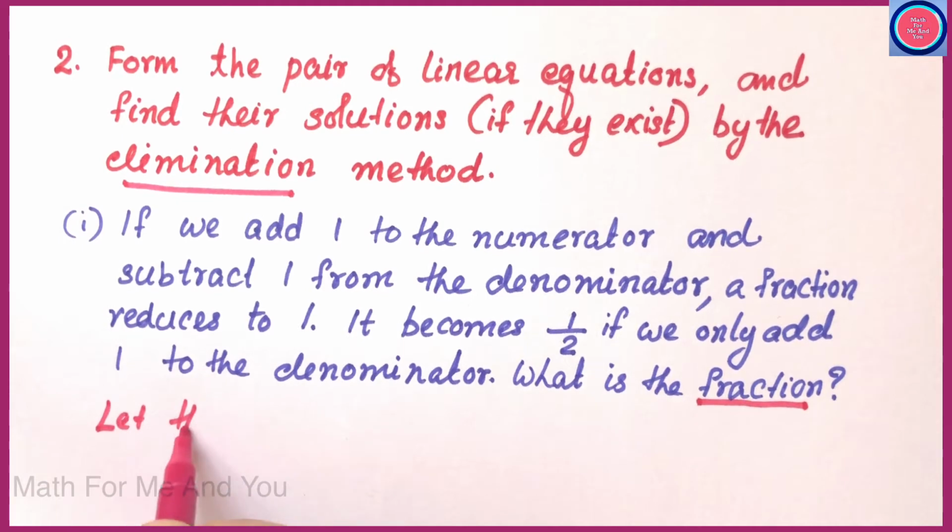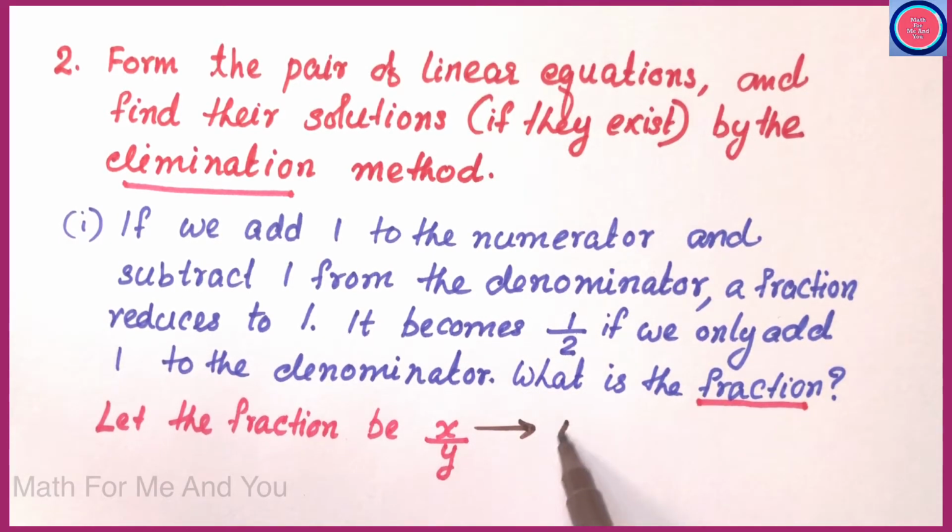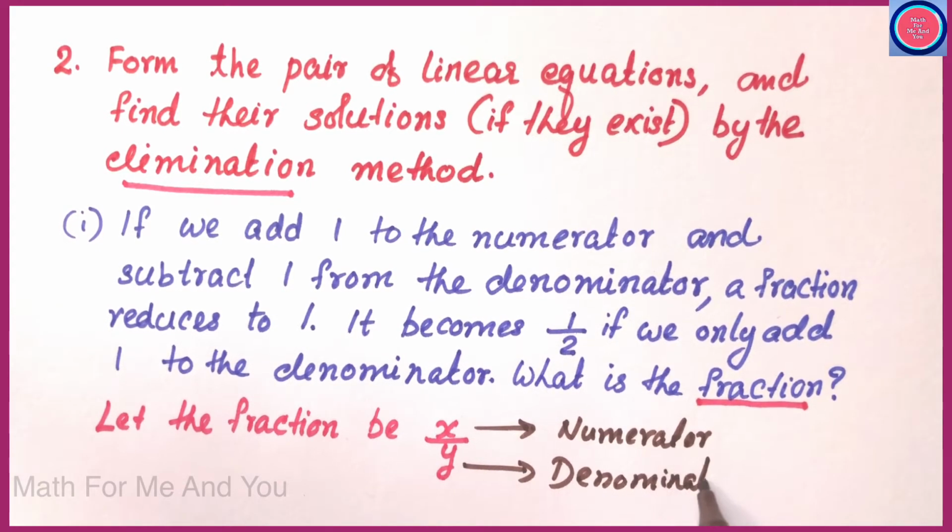We can start. Let the fraction be x over y. Here we are taking two variables because we need two equations with variables x and y, and we are taking the fraction as x over y. One number up, one number down. The above number is known as the numerator. So the numerator here is x, and the denominator, the down number, is y. Let us mark x as the numerator, the number above the line, and y the number below, its name denominator.